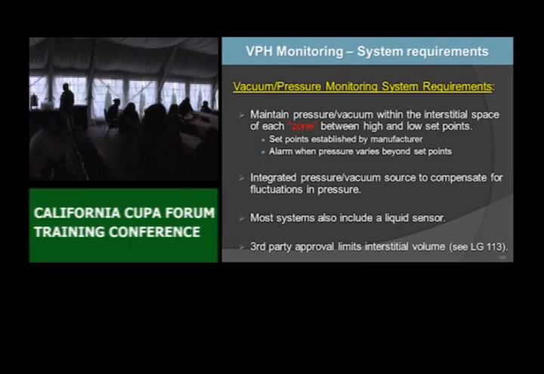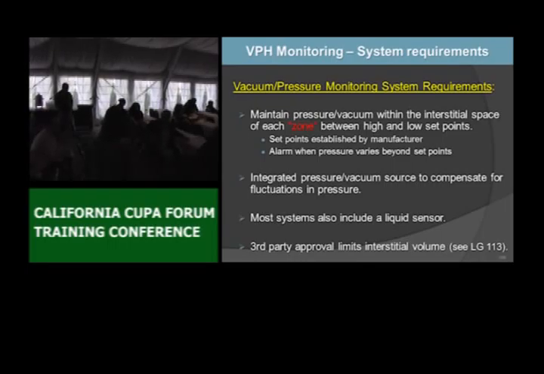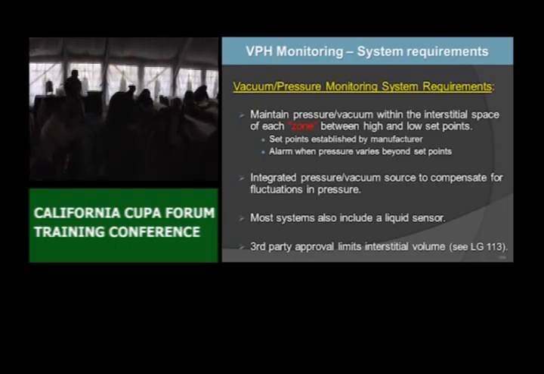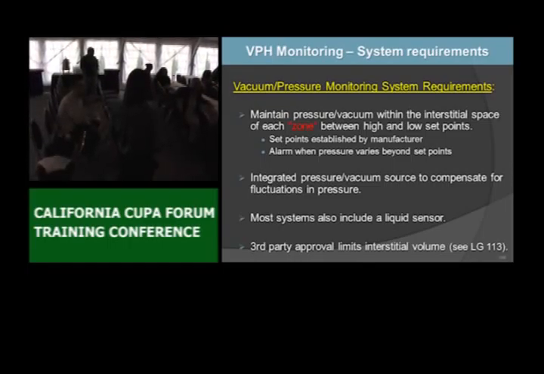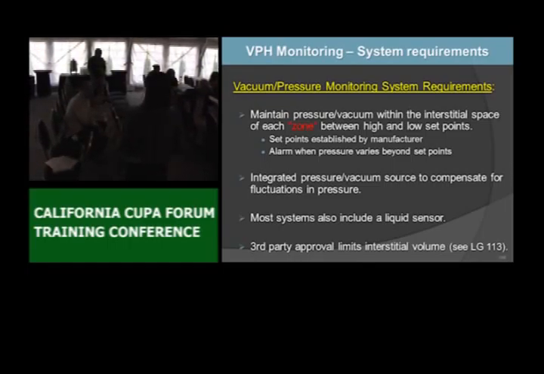My question was on LG113, the interstitial volume. How much interstitial volume is too much for the smart sensor? What's the third-party rate for the smart sensor? Is it possible to have all the interstitial on one smart sensor, or where's the delineation?